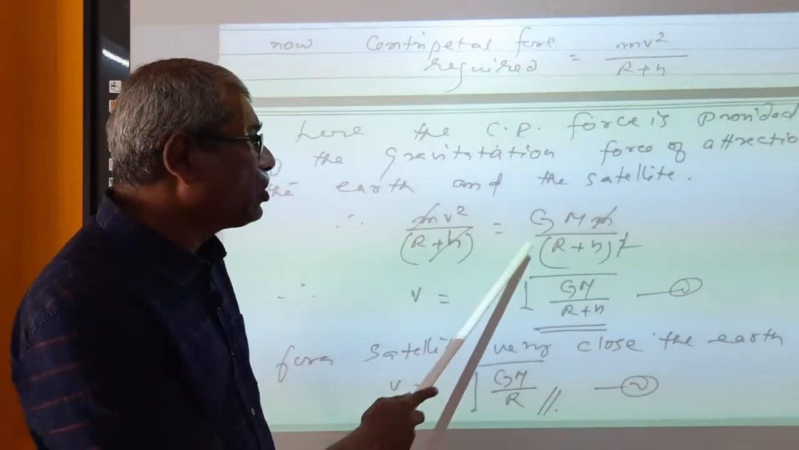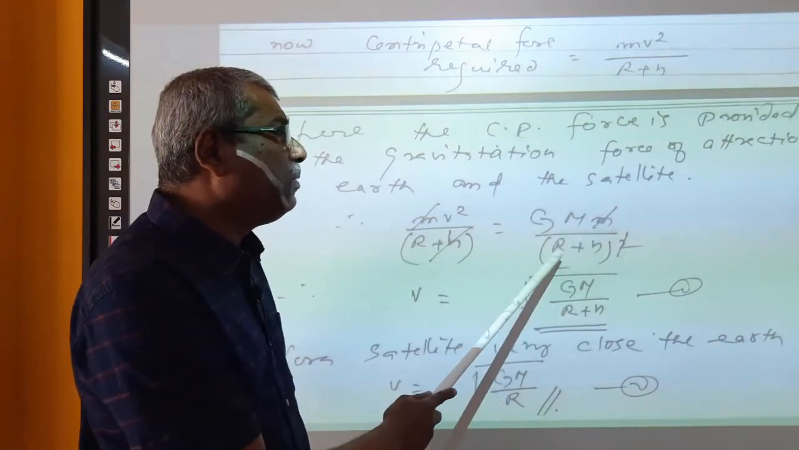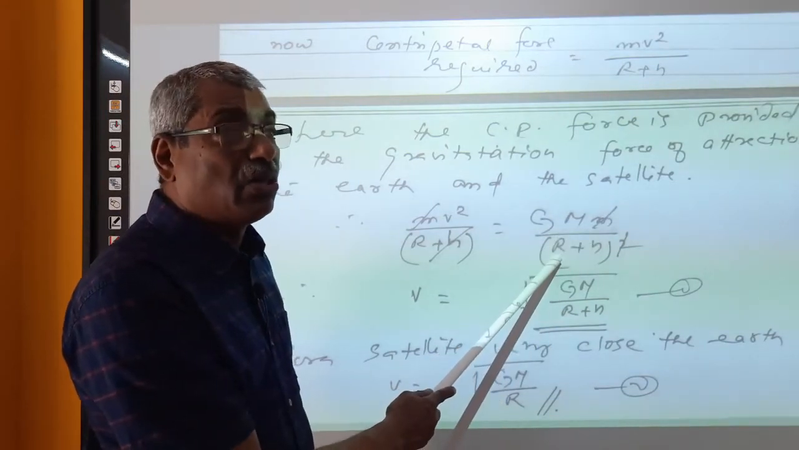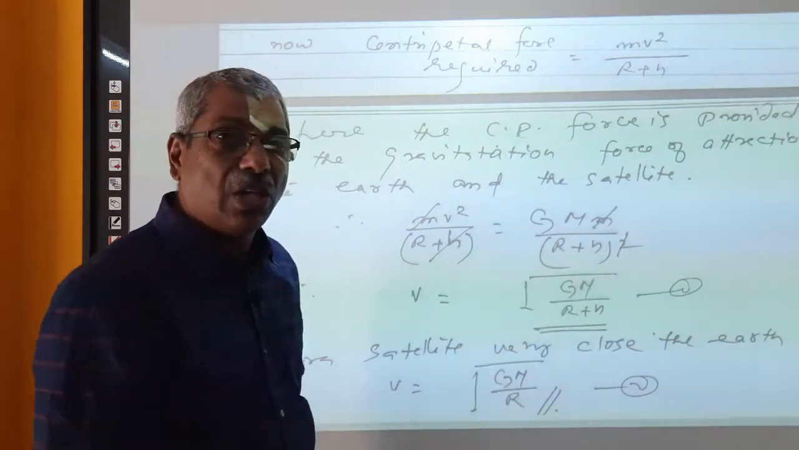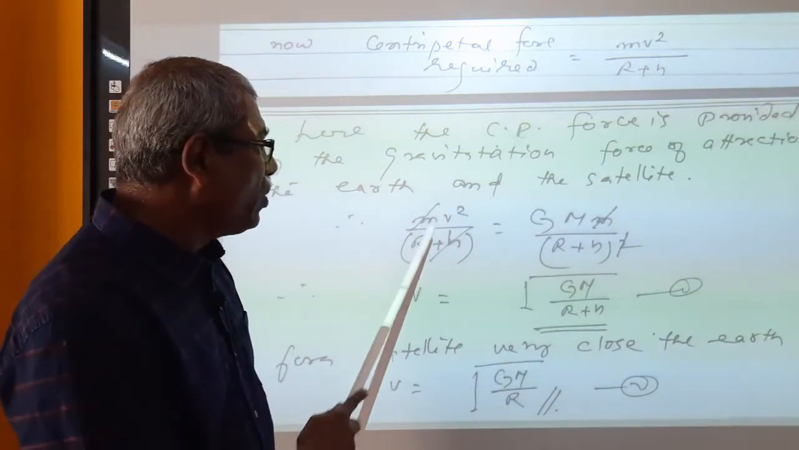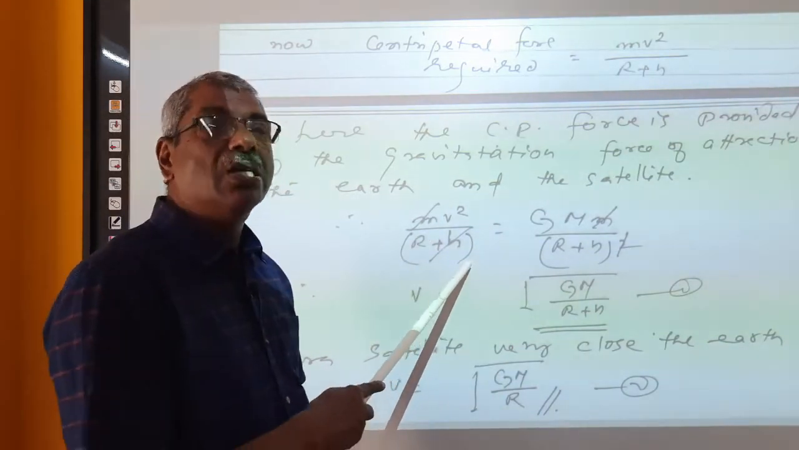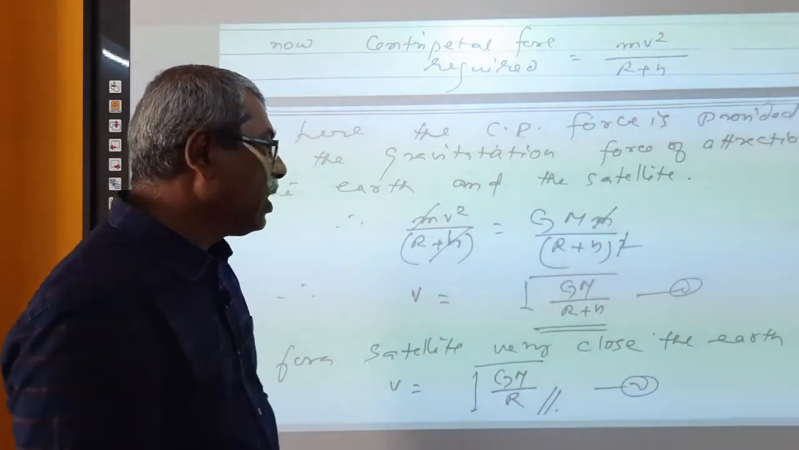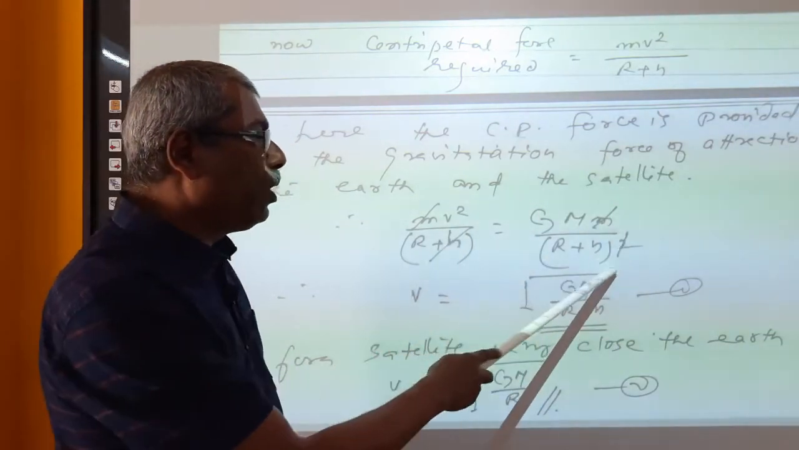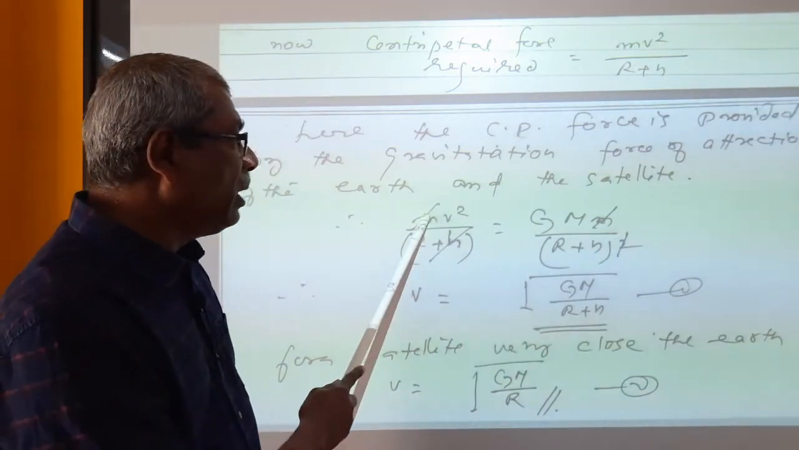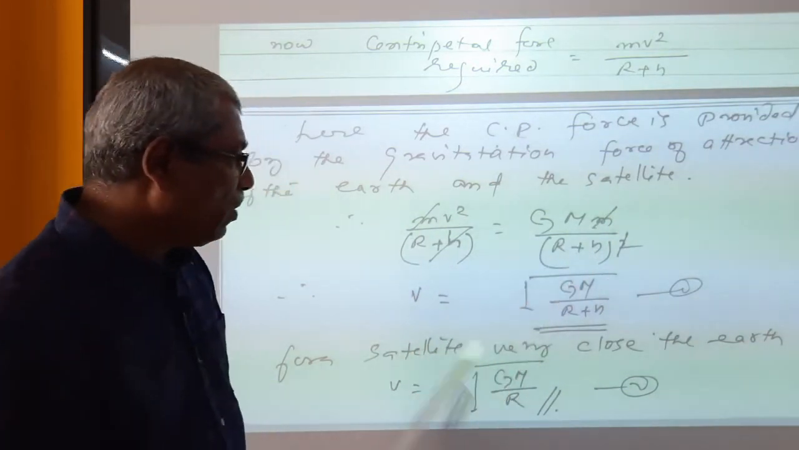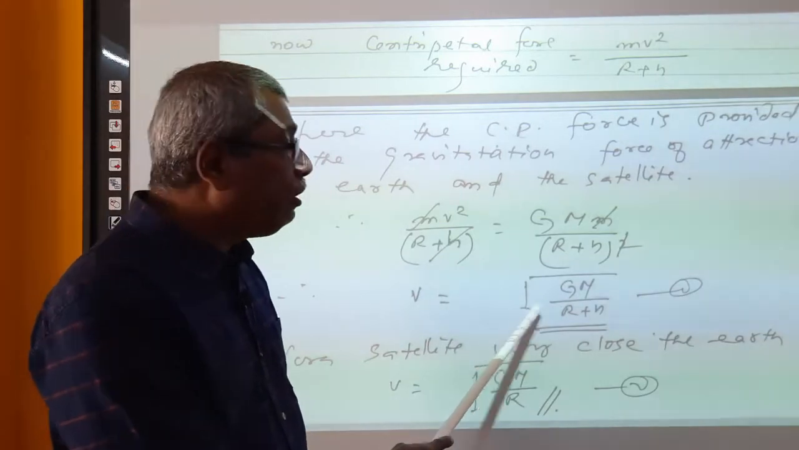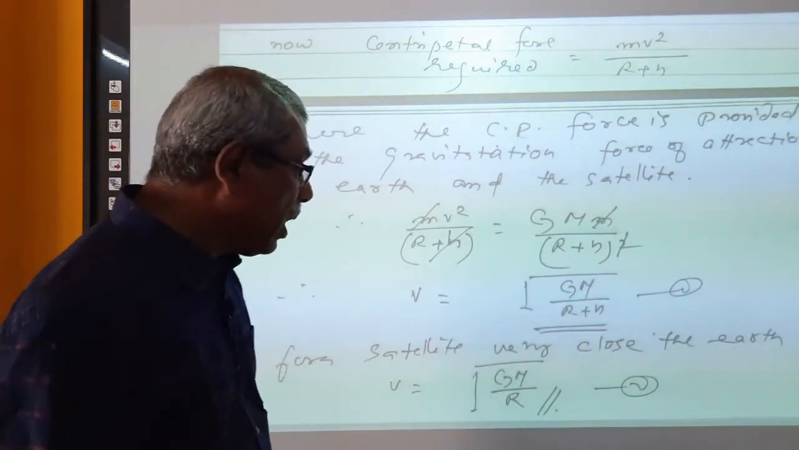Gravitational force of attraction is equal to G capital M small m divided by R squared. In place of R squared we will write R plus H the whole squared. So mv squared by R plus H, the centripetal force, is equal to the gravitational force of attraction. We cancel r plus h on both sides, and m cancels. Then v is equal to root of GM divided by r plus h.